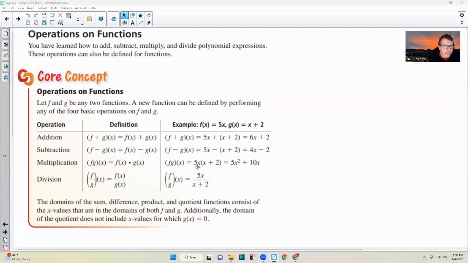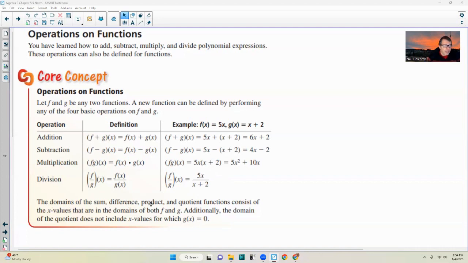Okay, so that was two linear functions creating a different linear function in the adding and subtracting. But when you multiplied, it became a quadratic. Now when we divide, f divided by g of x is the same as f of x divided by g of x. So now we would have 5x divided by x plus 2. But in this situation, g of x cannot be 0. In other words, I can't let x equal -2.